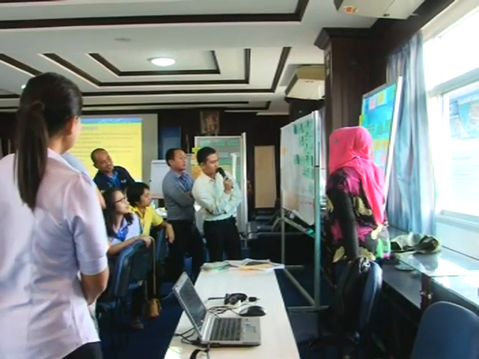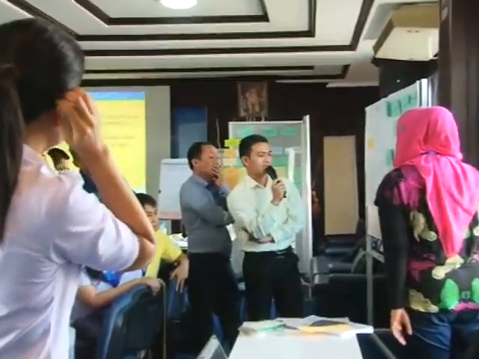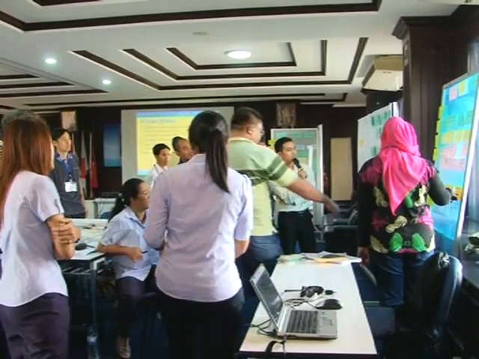Vietnamese group, we saw that the indicator should be more clear. Yeah, should be more clear. And for example, fishery income, it's not clear.